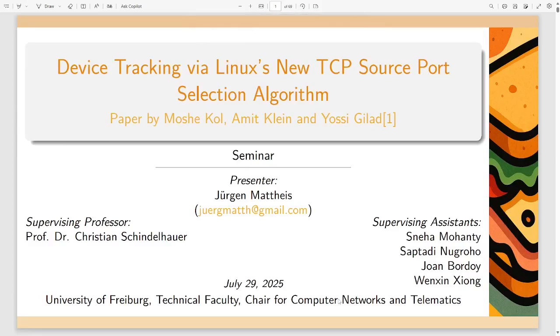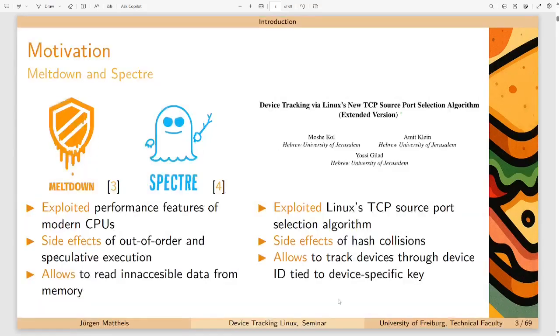So welcome to my little talk about device tracking via Linux's new TCP source port selection algorithm. Maybe some of you still remember the Meltdown and Spectre attacks that caused quite some concern in 2018. These attacks exploited performance features of modern CPUs and were thus able to access data that shouldn't be accessible.